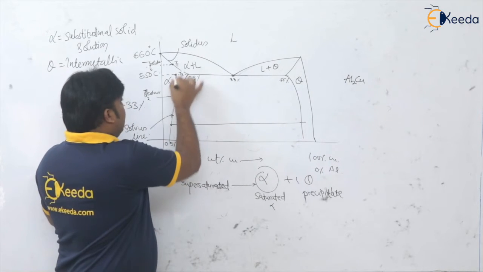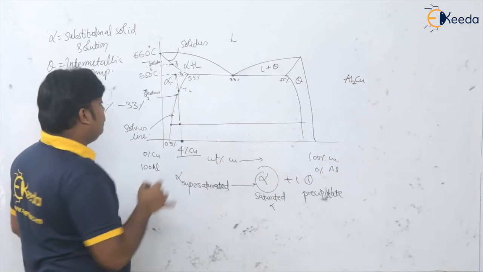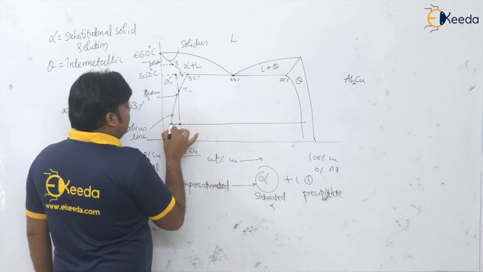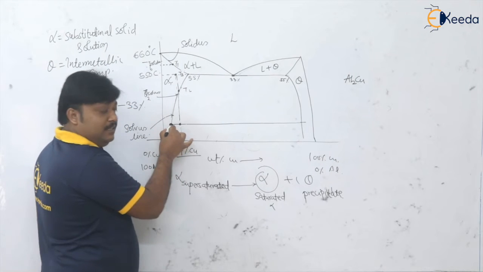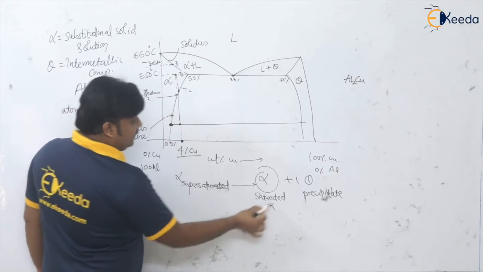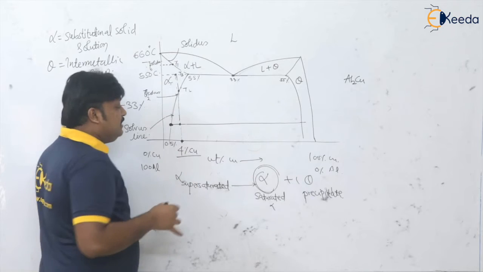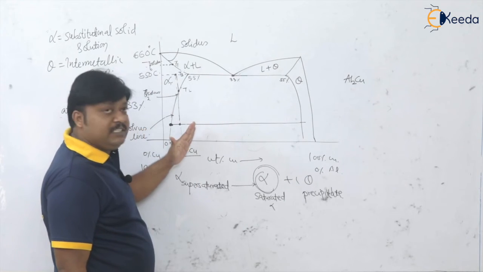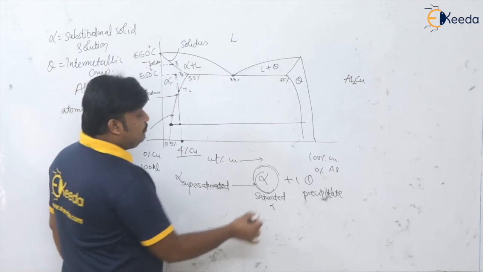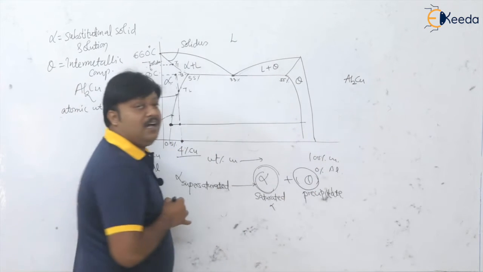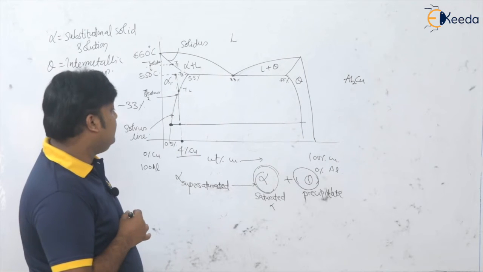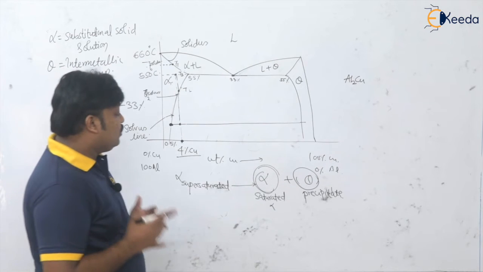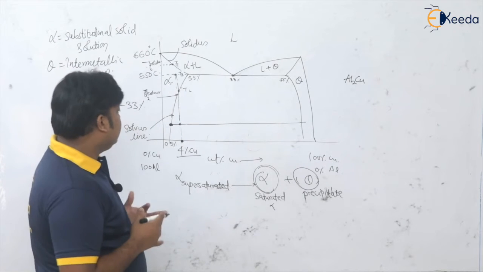So how is this alpha going to decompose? On this solvus line, this alpha becomes the saturated alpha, and whichever extra copper is in it comes out of this matrix and precipitates as this theta. Please remember what I am saying. Actually this is the precipitation transformation, or solid state precipitation, taking place.